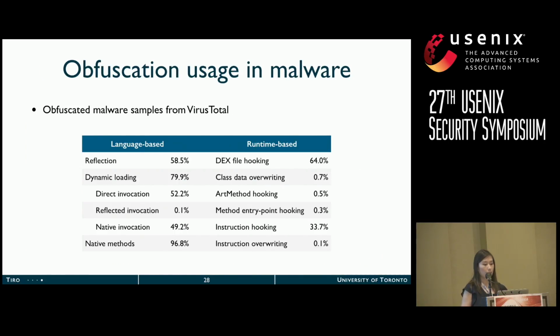Next, we wanted to look at how different obfuscation techniques might be used by malware in the wild. And we ran Tiro on a data set of 2,000 obfuscated malware samples from VirusTotal. Once again, we found that most of the samples did some form of language-based obfuscation. And for runtime-based obfuscation, we found that 80% of them did some form of runtime-based technique. This is a much larger percentage of runtime-based obfuscation usage than in our previous data set. And we believe this might be because this VirusTotal data set is slightly newer and might contain more sophisticated obfuscation techniques.